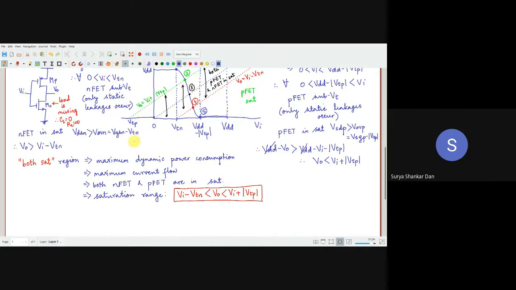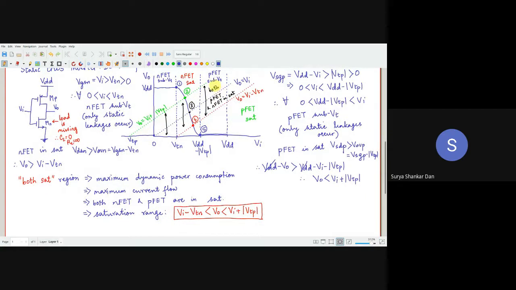So here I have summarized both saturation, so that is the both saturation region, this region, maximum dynamic power consumption. When we study power consumption in the circuit, both saturation region means maximum dynamic power consumption and the maximum current flow inside the circuit, because it is switching, right? In fact, the way I have drawn is not the correct one.